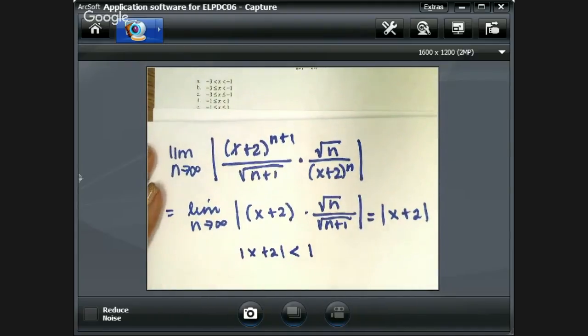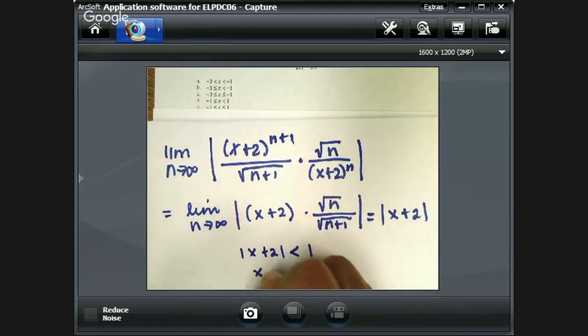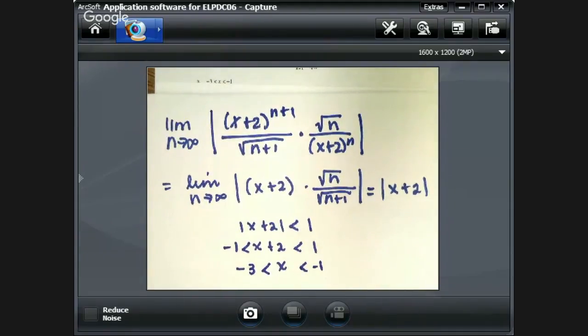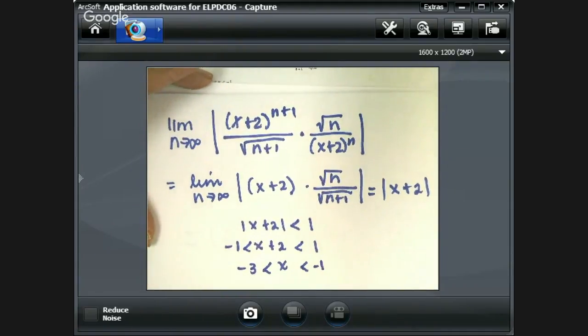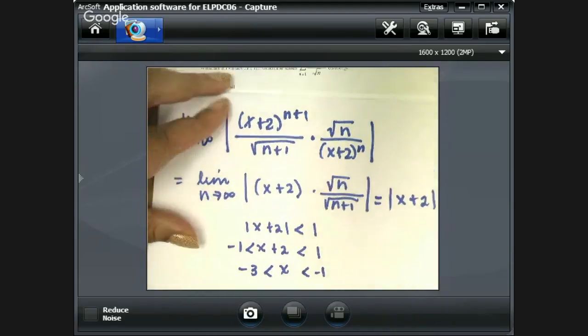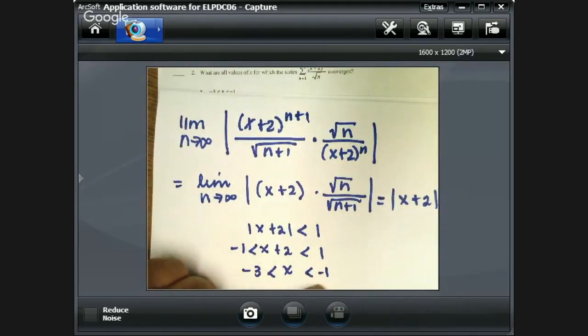Well, the absolute value of x plus 2 is less than 1 when x plus 2 is between 1 and negative 1. So x between negative 1 and negative 3 is the interval of convergence. Well, not really. Remember that part about being equal to 1 will make it either converge or diverge. You don't know which. Well, this is strictly less than 1. We know it converges on this interval, but we don't know what happens at the endpoint, and we need to check.